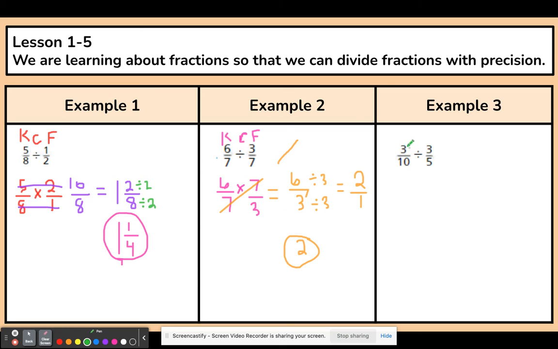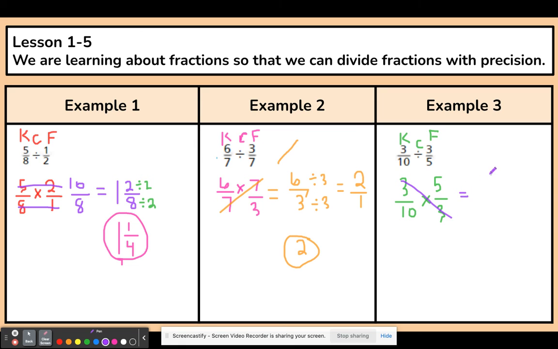Last example. So we have 3/10. So here's my 3. I'm going to keep my 10 because this is the fraction I keep. I have to change it to multiplication, and then I need to flip. So I'm going to flip this fraction upside down. Your brain should notice something. What does your brain notice? The diagonals match. Let's get rid of those, okay?